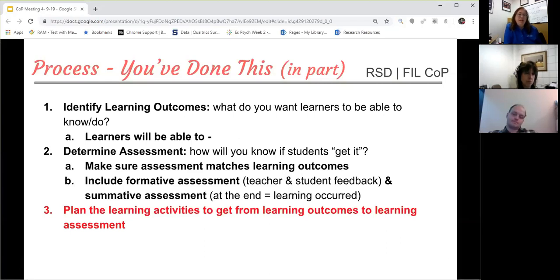During this time, there are two different kinds of assessment that we're going to use. We're going to use formative assessments, where we get teacher and student feedback as they're learning. And then at the end, we're going to have the summative assessments. So we take a look at the outcomes, how we are going to measure it, and then we start to plan the learning activities to get from point A to point B. So those are the strategies we are using.